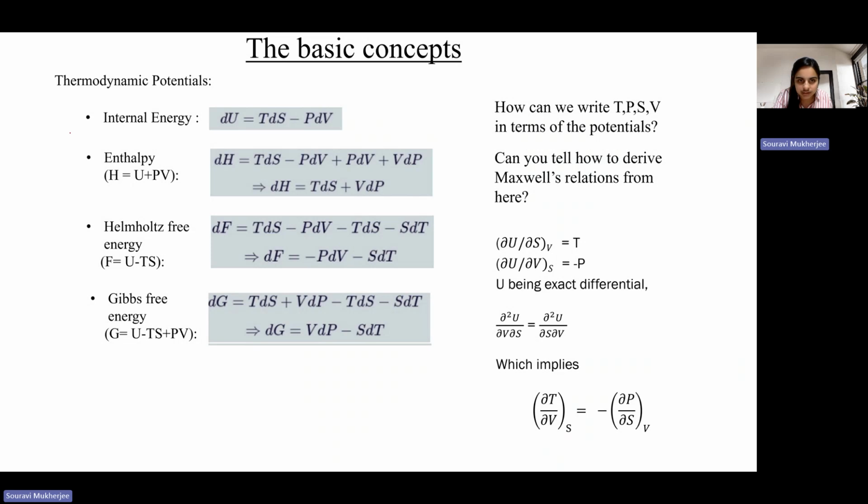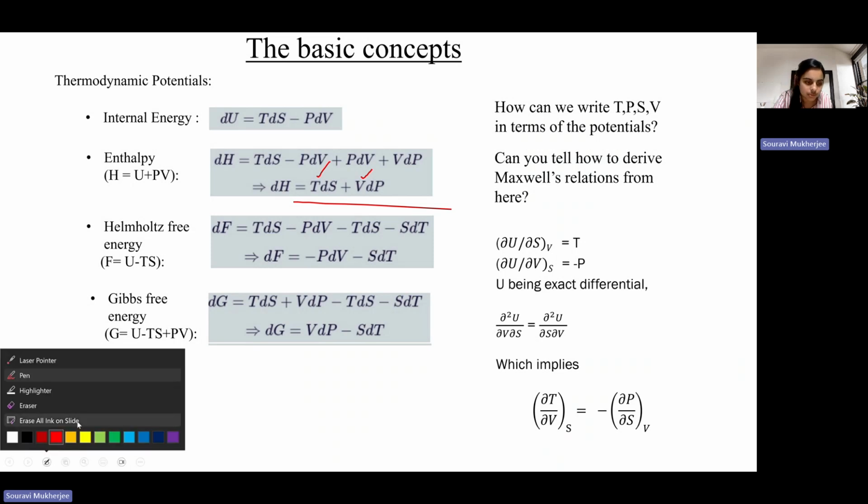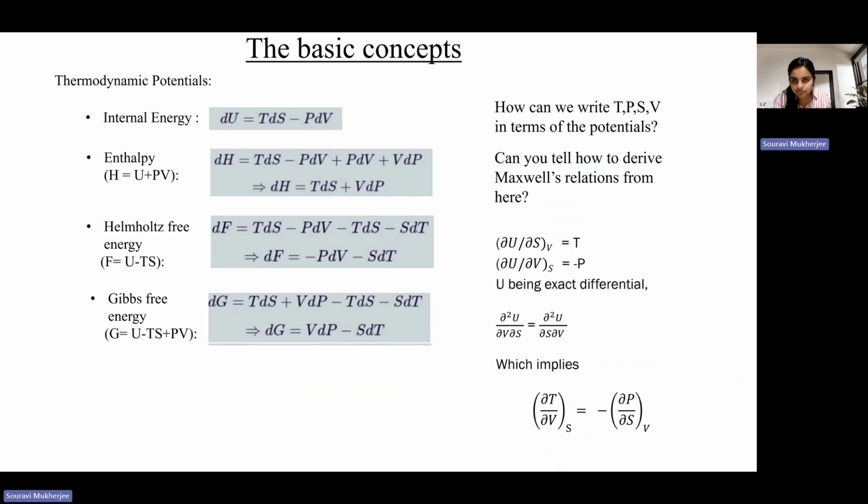Similarly, you start with this expression. Again you write T and V in terms of the partial derivatives like this, and then consider the fact that H is an exact differential. So del square H del S del P is equal to del square H del P del S. And then you would get another Maxwell's relation. So these four different potentials will give you the four different Maxwell's relations.